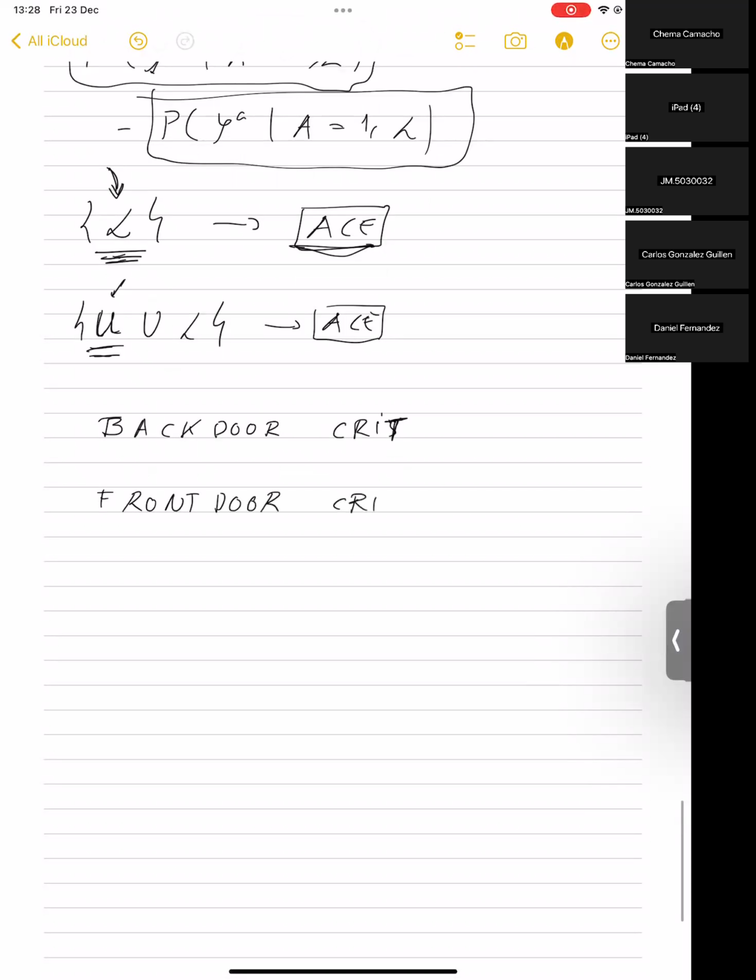Okay. This one, they have a very nice example in the book, Causal Inference in Statistics or something like that. But of course, you need a different set of assumptions to estimate causal effects there.